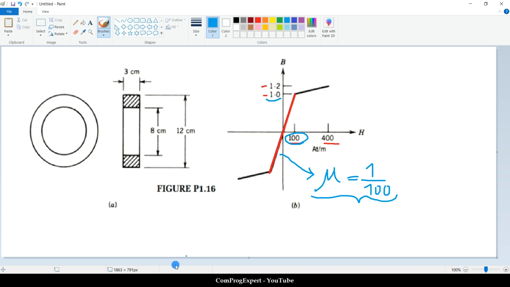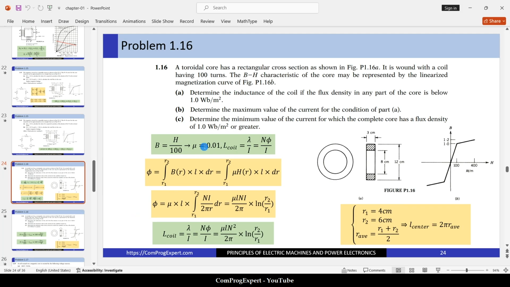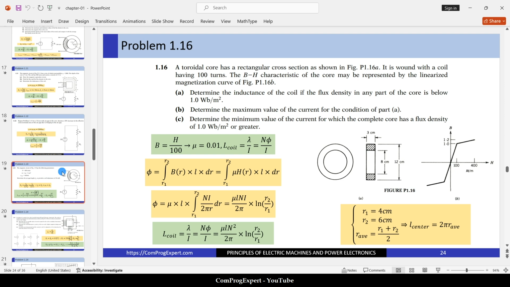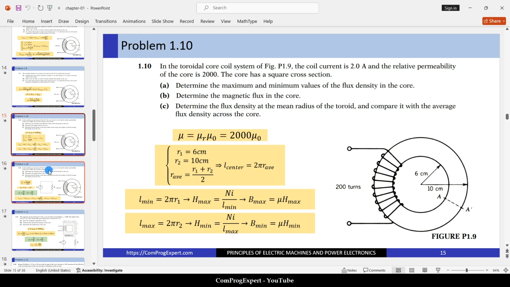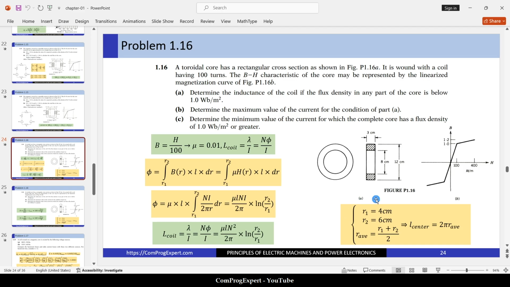Either we can use the magnetic equivalent circuit method, or we use this formulation. We discussed this formulation before, for problem 10. Here, the cross section is rectangular, and you can calculate the total flux in the core. And finally, the coil inductance is lambda divided by I, or N times phi divided by I, so we have this equation. In this equation, R1 is 4 centimeter, R2 is 12.